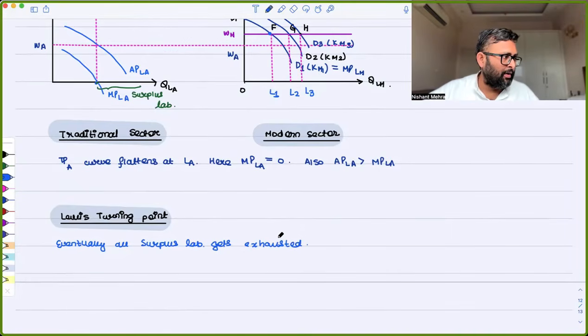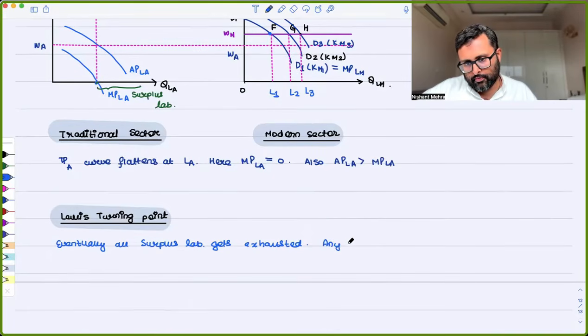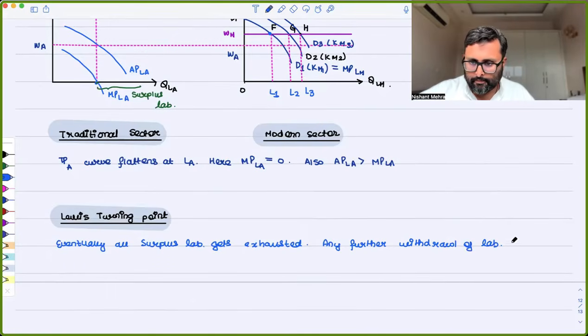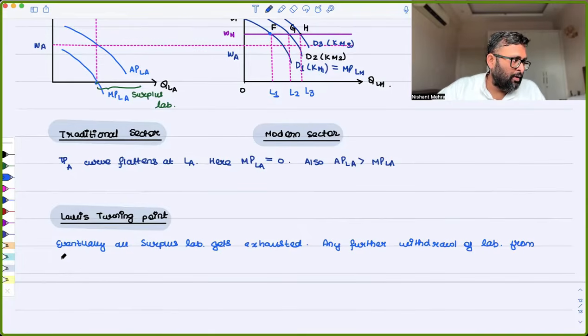Eventually all surplus labor gets exhausted. So if you employ more labor from the agricultural sector, then the total output in the agricultural sector is going to fall, right? So any further withdrawal of labor from agriculture reduces food output. अब ये बात क्यों लिखी जा रही है?